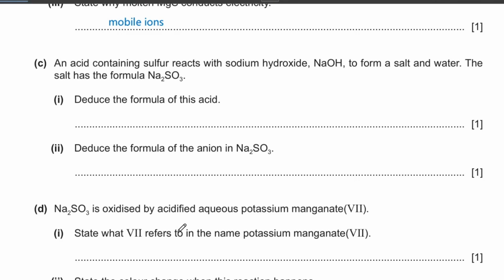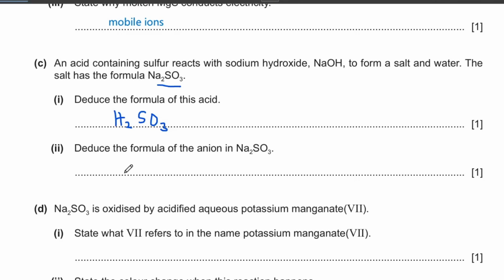Question C, an acid containing sulfur reacts with sodium hydroxide to form a salt and water. The salt has the formula Na2SO3. Deduce the formula of this acid. So from this formula, it is sodium sulfite. Therefore, the formula for the acid is going to be, please do not rush and write H2SO4. It's not H2SO4, it's H2SO3, from here. Okay. Deduce the formula of the anion in sodium sulfite.